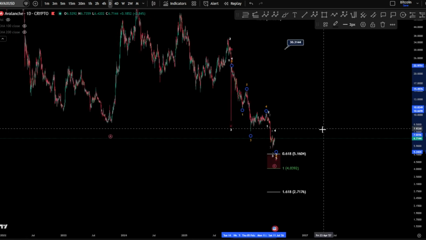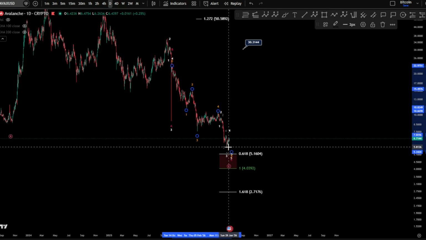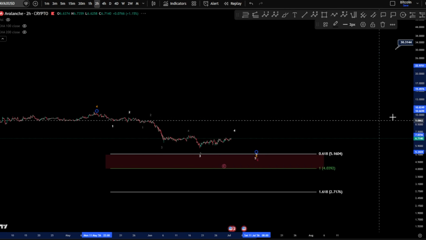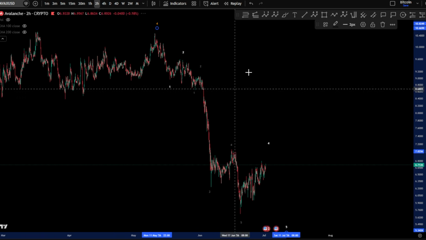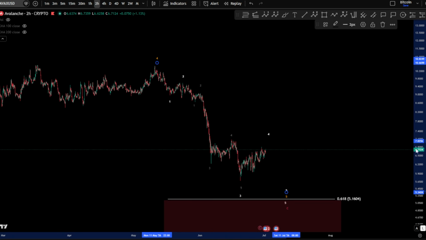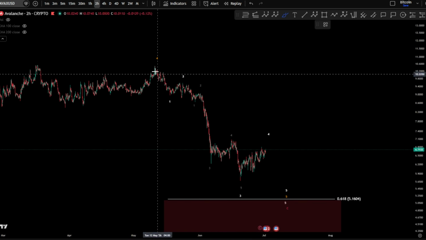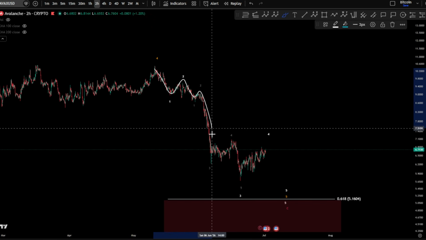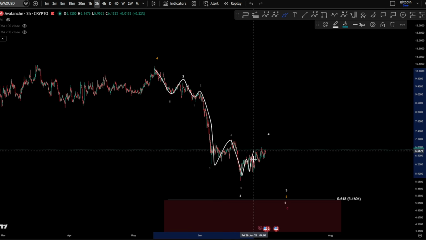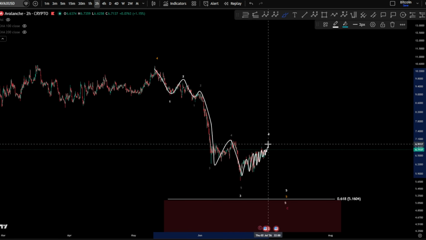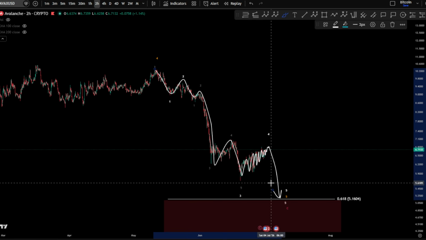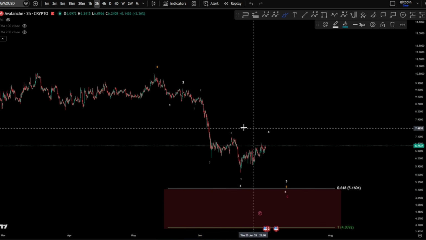So that means we are finishing the final wave 5 of this orange. And now we're going to dive inside it again. So this final wave 5 is finishing up internally here in details: 1, 2, 1, 2, 3, 4, and a 5. And we're still looking at a wave 4 here and then wave 5 to drop again inside our red box.